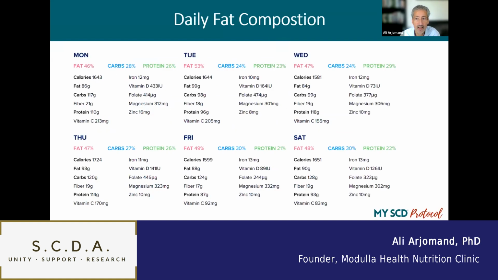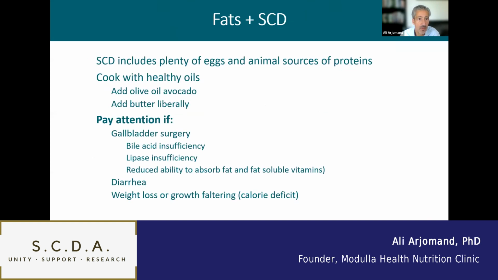And again, looking at that meal reference from my SCD protocol, we're getting in the high 80s, 90s grams of fat, which is fantastic. Lots of good calories, lots of good sources of fat. In SCD, of course, we enjoy eggs, animal sources, like I talked about. You can always increase olive oil and use butter liberally.